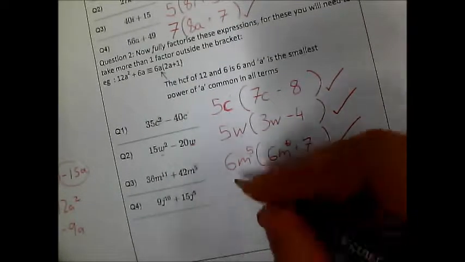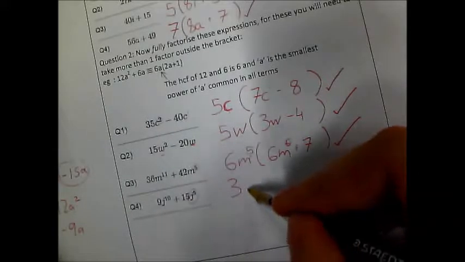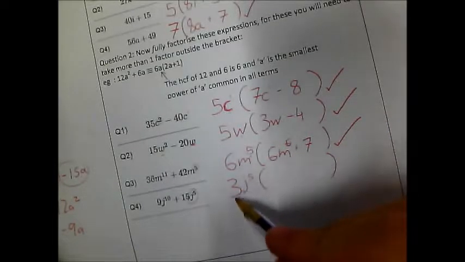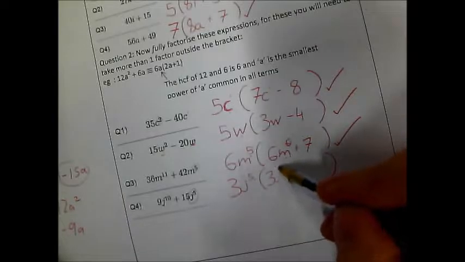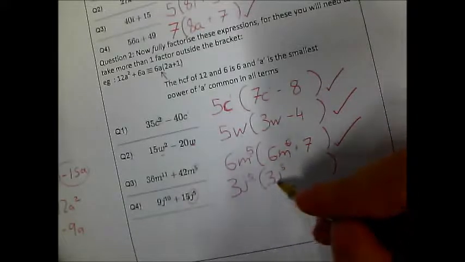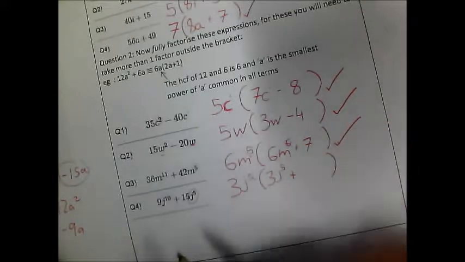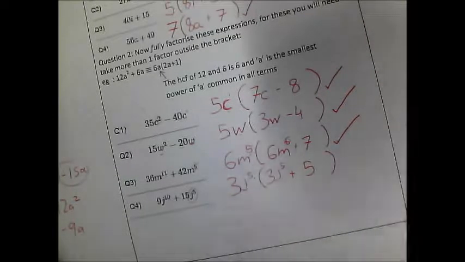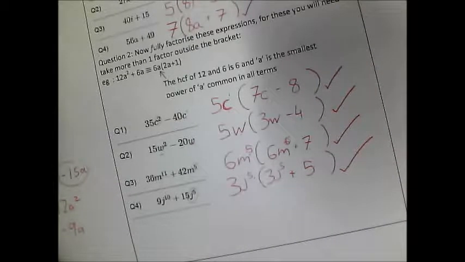Final question. I spotted that 3 goes into 9 and 15. And I'm going to choose the lowest power of j, which is j to the power of 5, to put outside my bracket. 3 times 3 is 9, and j to the power of 5, so I need a j to get j to the power of 10. I need to get this so these add up to give 10. So j to the power of 5 times j to the power of 5 gives me j to the power of 10. Plus 3 times what gives me 15. 5. I already have a j to the 5, so that is finished. And I've checked inside my bracket, there's no common factors, that is finished.